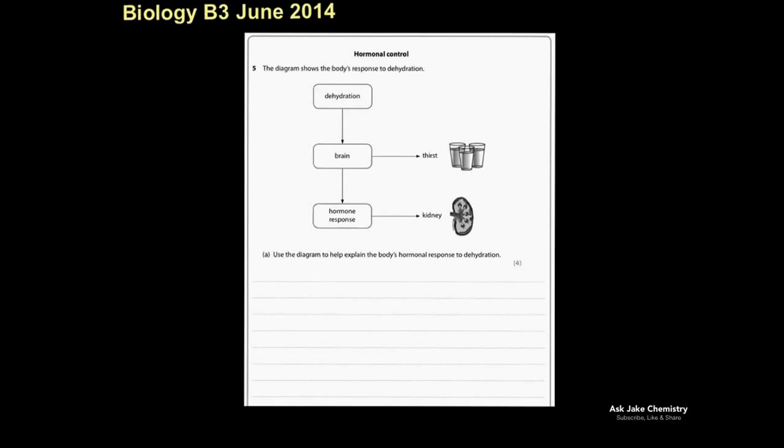So question 5 is about hormonal control. The diagram shows the body's response to dehydration.